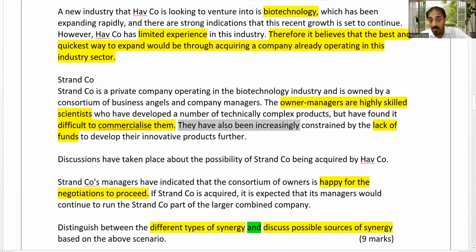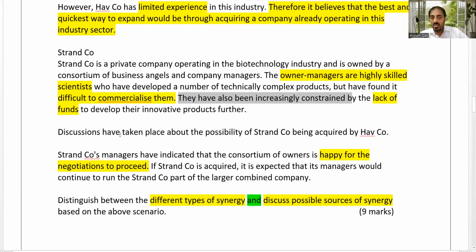They have also been increasingly constrained by lack of funds. One other point: they now have a constraint of funds to develop innovative products further. So a decision has been taken about the possibility of Strand being acquired by Have, and Strand is happy for the negotiation to proceed. So there is no concept of a hostile takeover. So distinguish between different types of synergy and possible sources of synergy.